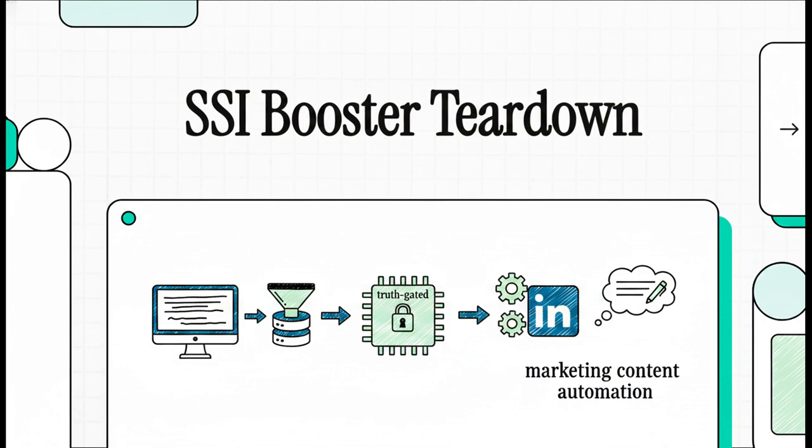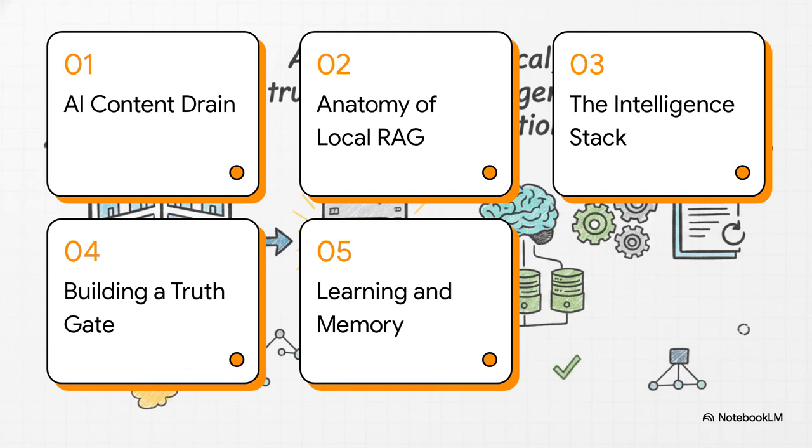We're going to look at exactly how one developer built a completely local, truth-gated AI system to automate highly technical marketing content, all without sacrificing a single ounce of factual accuracy. It's pretty amazing. So, here's our roadmap for today's teardown.